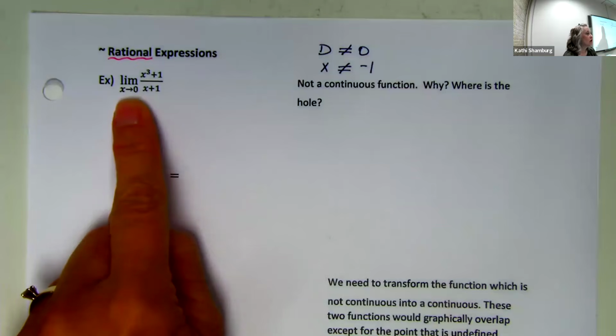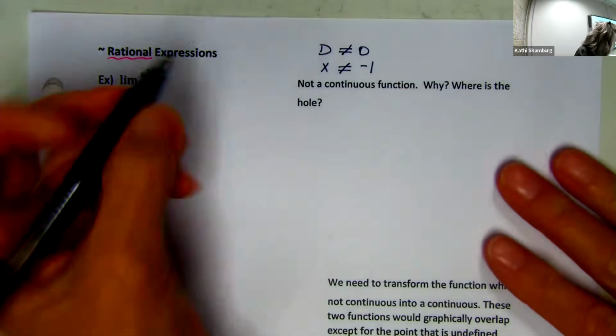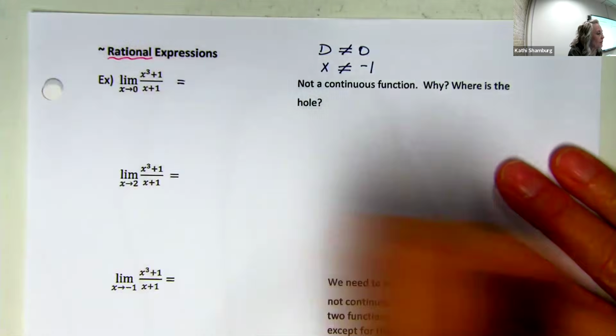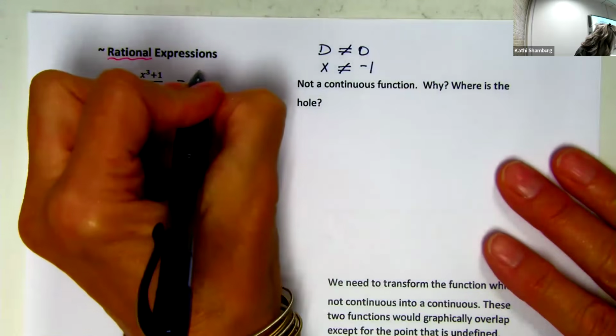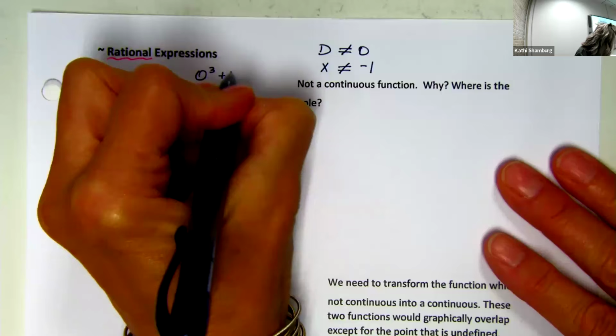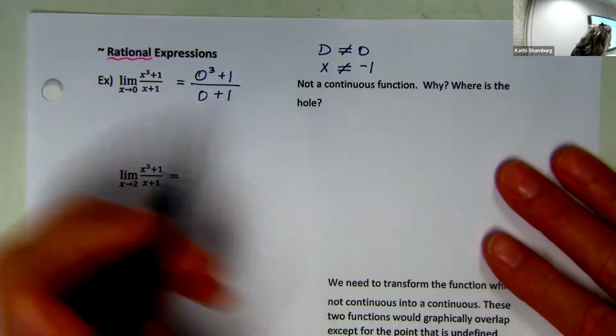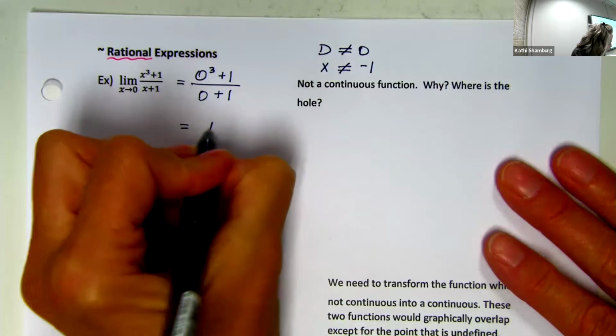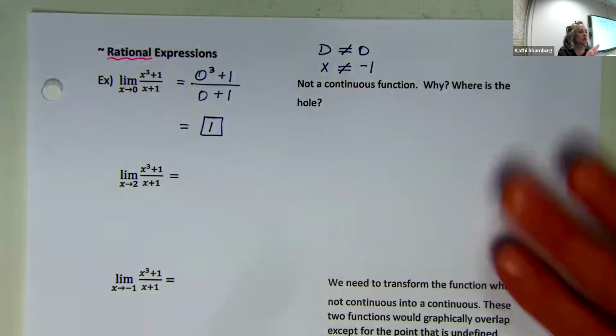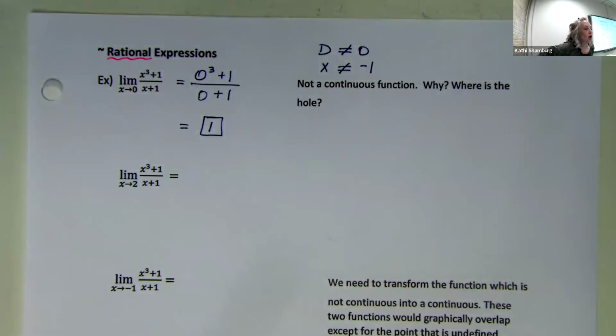No. So as long as it's approaching a number other than -1, I can just use direct substitution. So I'm going to substitute 0 in for every x. I'm going to drop the limit notation. So we would have 0 cubed plus 1 over 0 plus 1. We know that to be 1 over 1, which is just 1. So as long as what x is approaching is not that restriction, just use direct substitution.